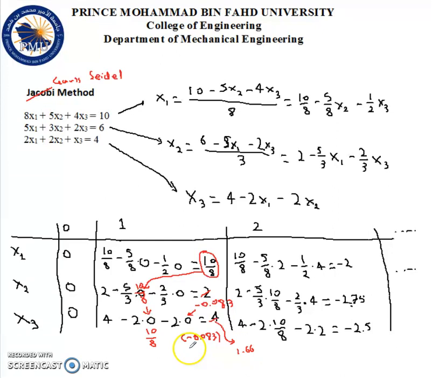So this is the concept of the Gauss-Seidel method, and we can continue for as many iterations as needed, using always the very latest values that we've calculated.